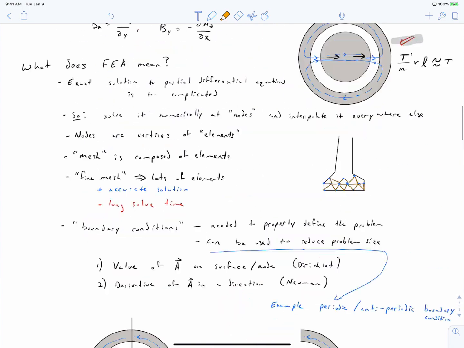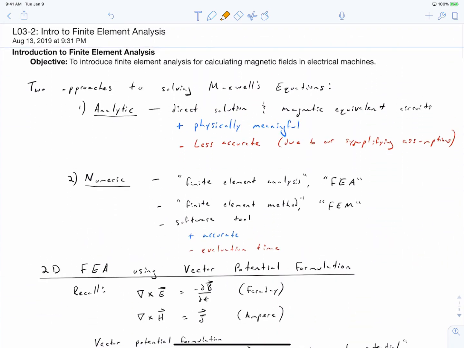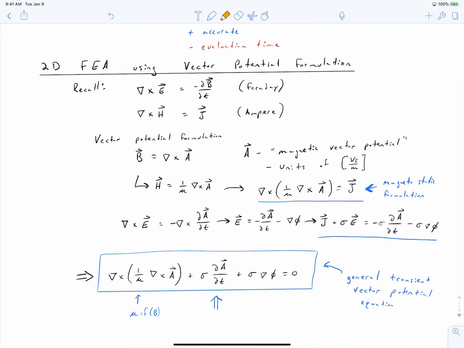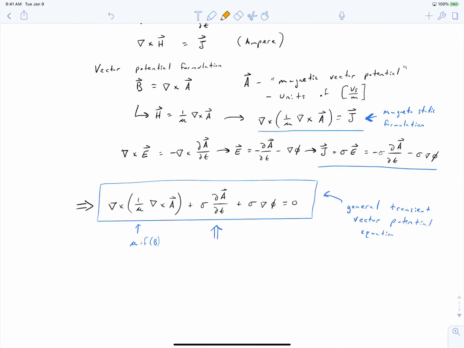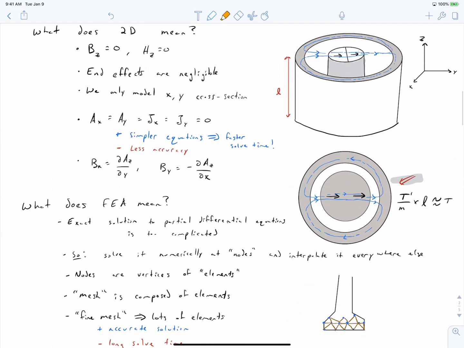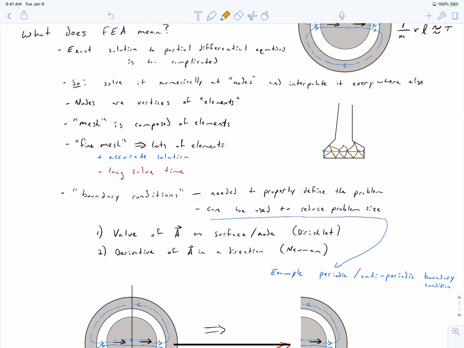Okay, let's summarize. In this video, we have introduced finite element analysis for calculating magnetic fields in electric machines. We've talked about the fundamental different paths for evaluating Maxwell's equations within an electric machine, and this lecture is focused on the numeric pathway, primarily through finite element analysis techniques. We've defined the formulation that's used, that the FEA tool is solving, and we've talked about what it means to solve in 2D versus 3D, and what it means to use the finite element method.